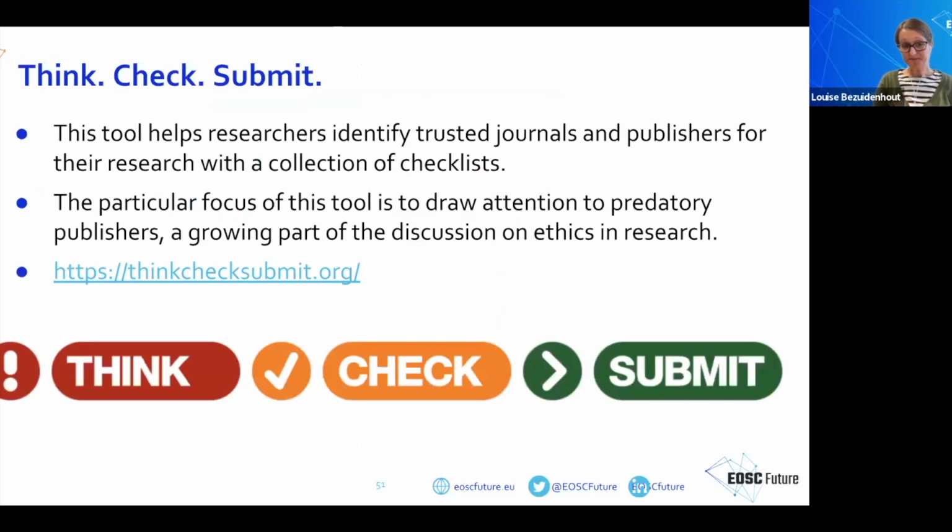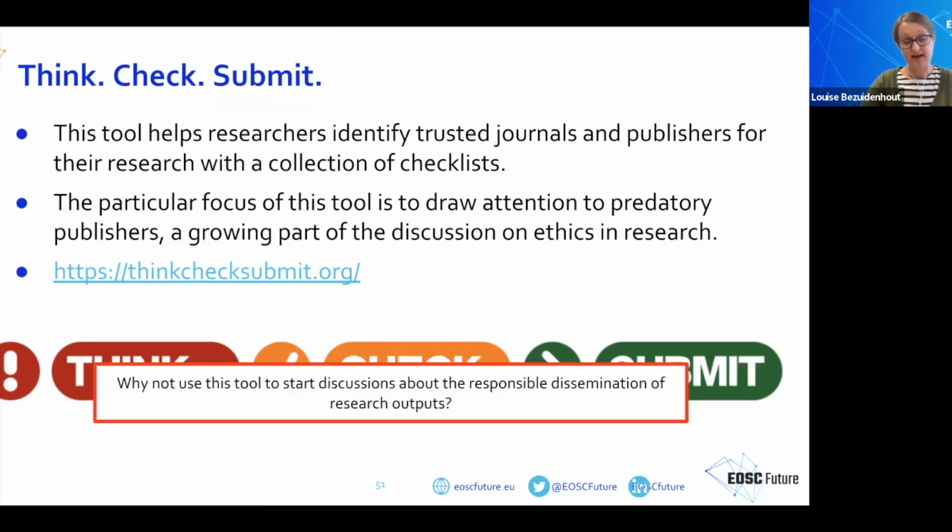Think, Check, Submit is a tool that helps researchers identify trusted journals and publishers for their research with a collection of different checklists. It's particularly useful to draw attention to predatory publishers as a growing discussion on ethics in research, but also as a growing discussion on trusted endpoints for research outputs. So it's a useful tool for starting discussions on responsible dissemination of research outputs.